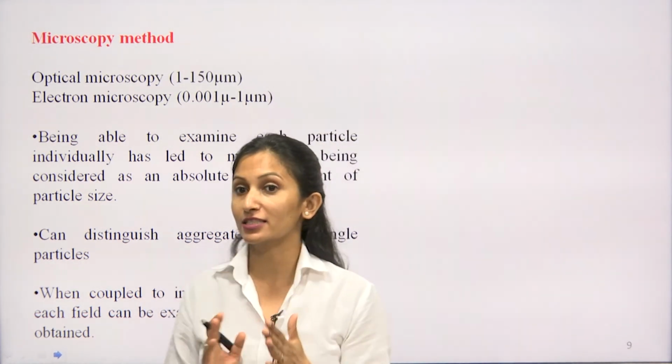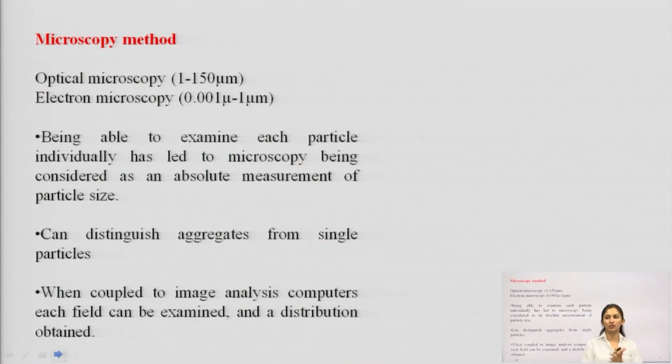As the name says, this method belongs to the number distribution methods, because in microscopy we always determine the number, we always measure each and every individual particle. We can't say it's 1 gram of powder or 2 grams of powder. We say in microscopy, I have determined 100 particles, I have measured 20 particles. So, this is based on the number distribution.